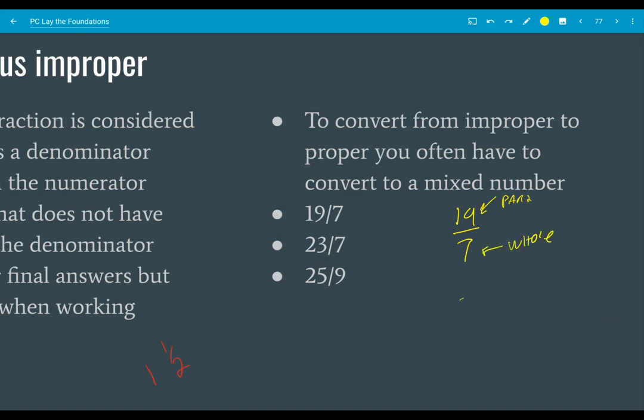So we're going to count by 7. So I've got 7, and then it's 14, and then after 14 we go to 21, which is too big. So this is 1 and 2. So I'm going to have 2. Then 19 minus 14 is 5/7. So 2 and 5/7 for the first one.